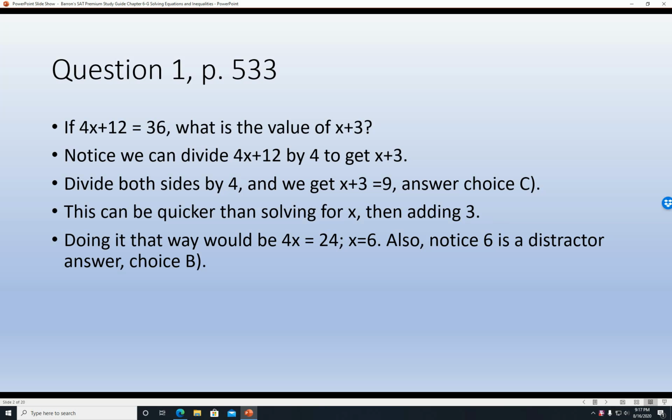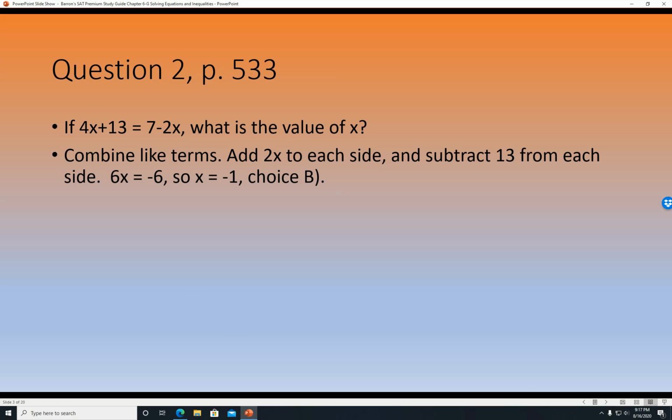This can be quicker than solving for x. In this case, it's not that much quicker, but it's quicker with more complex problems. Anyway, you could solve for x because you could say, okay, 4x equals 24, and then x equals 6. Also know that 6 is there as a distractor. Wrong answer, choice B.